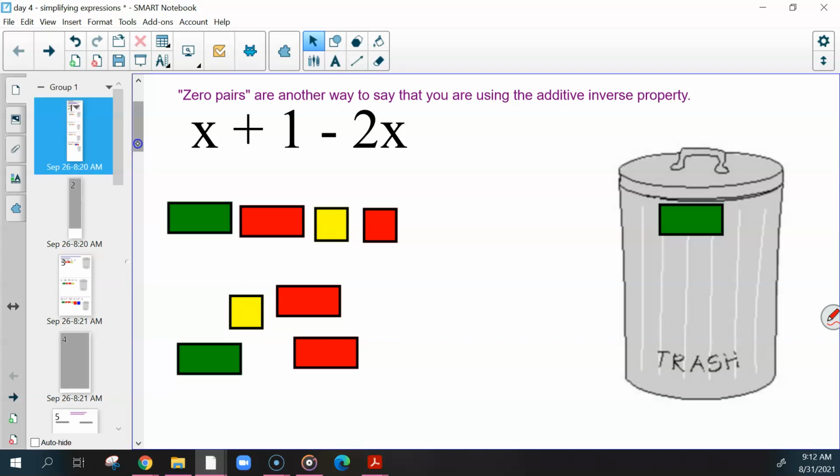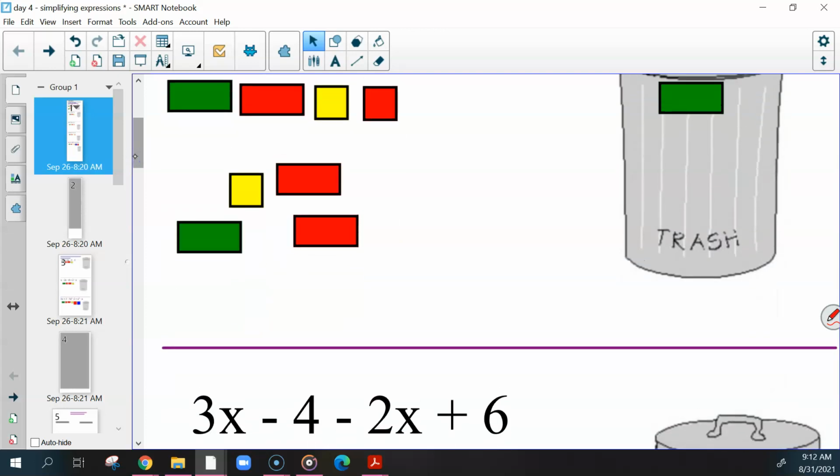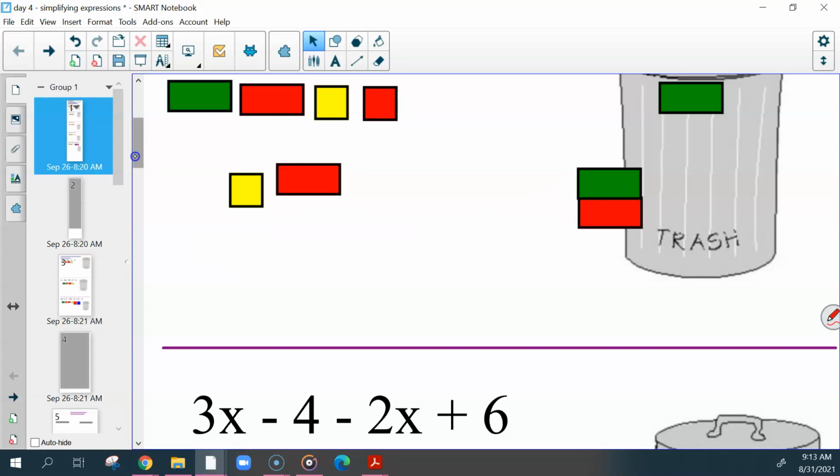Now, to simplify it, we have to get rid of zero pairs. Think about that as your additive inverse. We're looking for two of the same thing that would cancel each other out and become 0. Jenna? One of the negative x's and the positive x. Right. If you put those together, that is now a zero pair. They cancel each other out, so you can think about it as 0, or it's not there. You can move it off to the side.